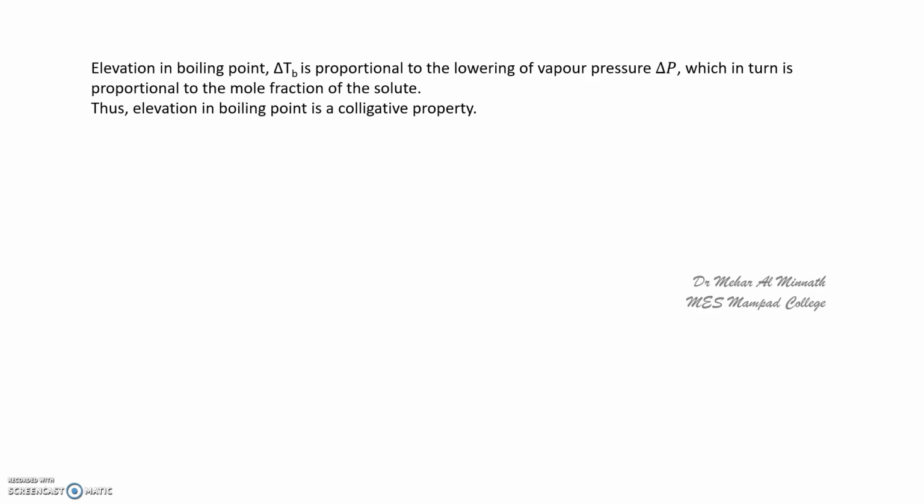Thus, it is also a colligative property. So you can put delta TB proportional to chi B, that is the mole fraction of solute, or you can put delta TB equal to K into chi B. Now chi B, we know, is nothing but the number of moles of B by the number of moles of A.